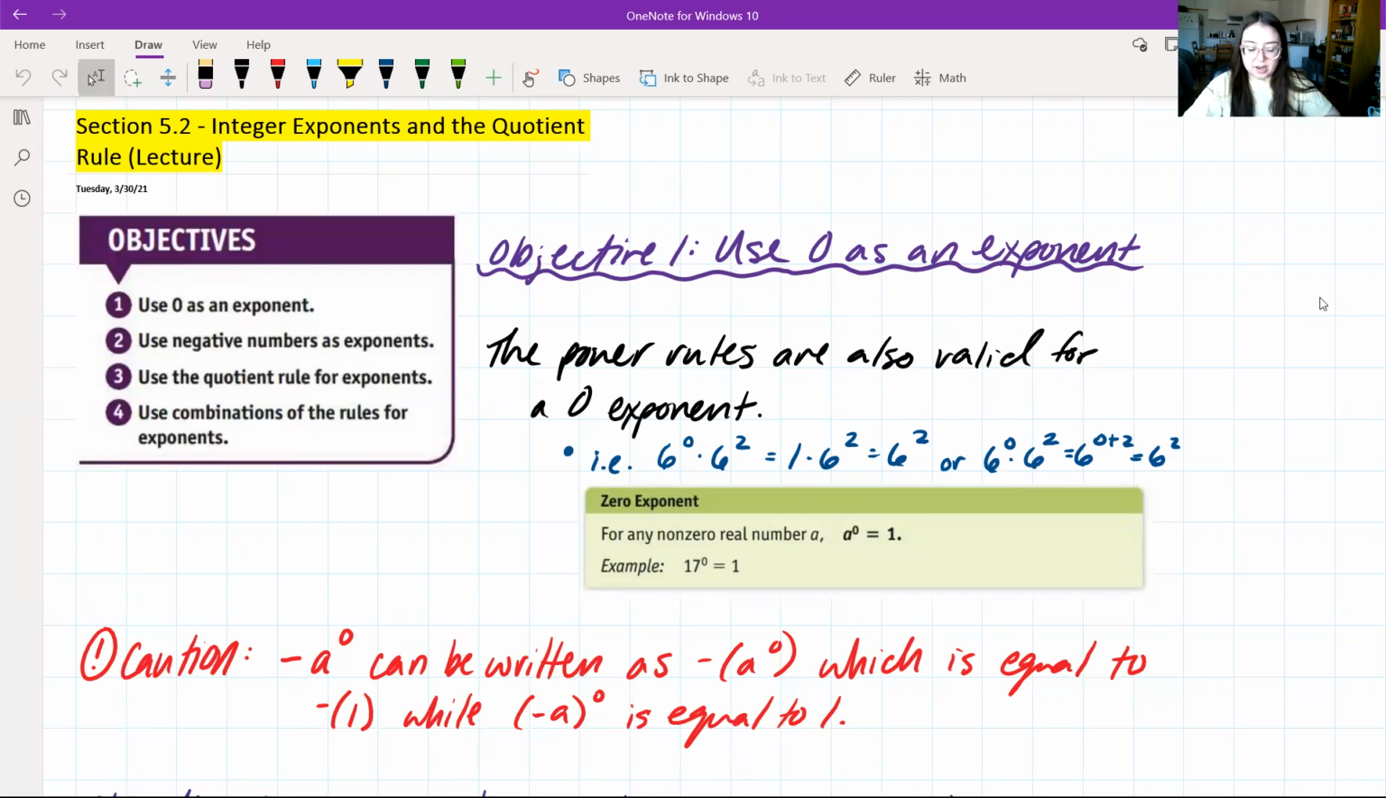A word of caution: negative a to the power of 0 can be written as negative, a to the power of 0 with a to the power of 0 inside parentheses, which is equal to negative 1, while negative a in parentheses to the power of 0 is equal to positive 1. So you really have to pay attention once again to where the negative is. If the negative is inside your parentheses, it's equal to positive 1. If your negative is outside, or if there are no parentheses, then it'll be equal to negative 1.